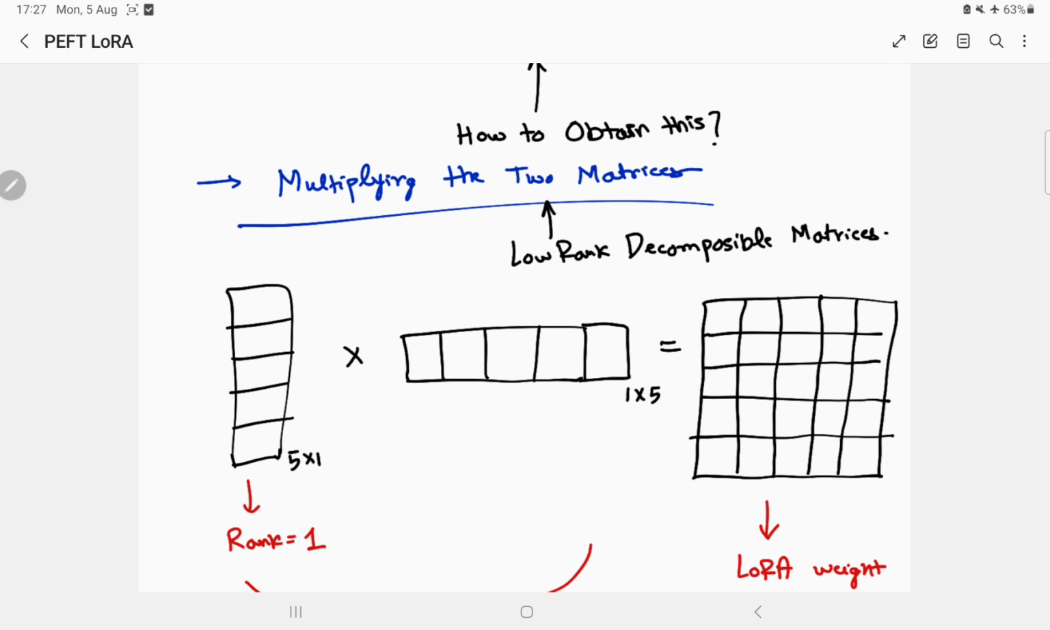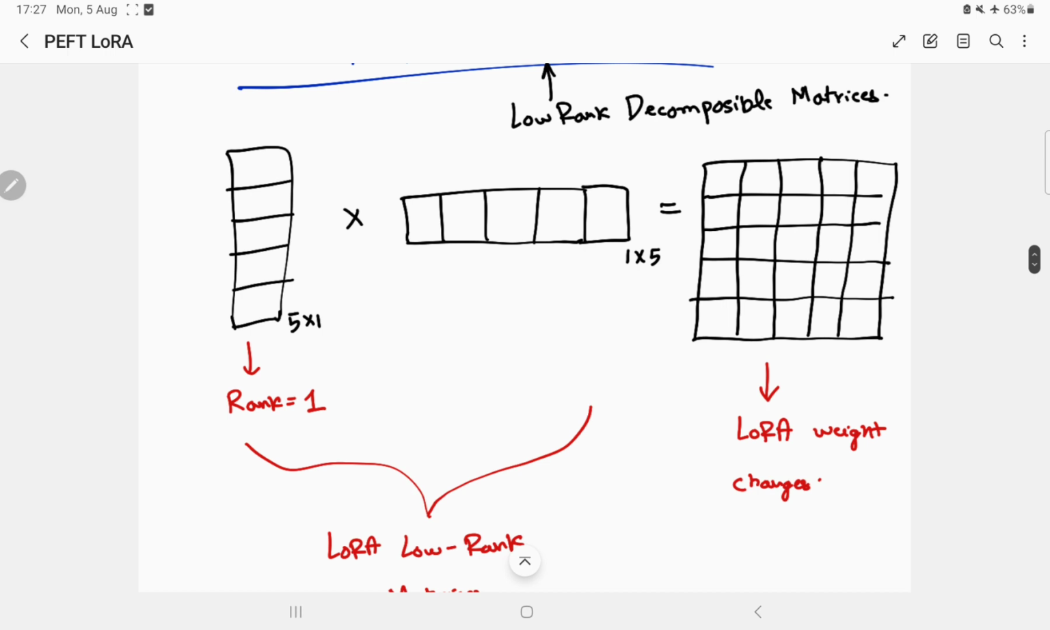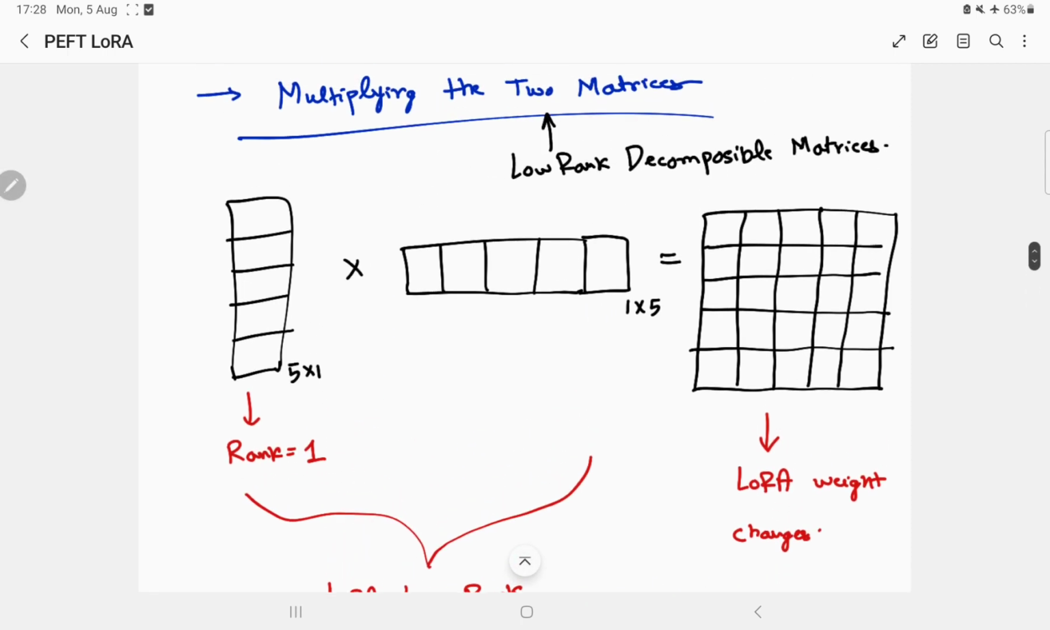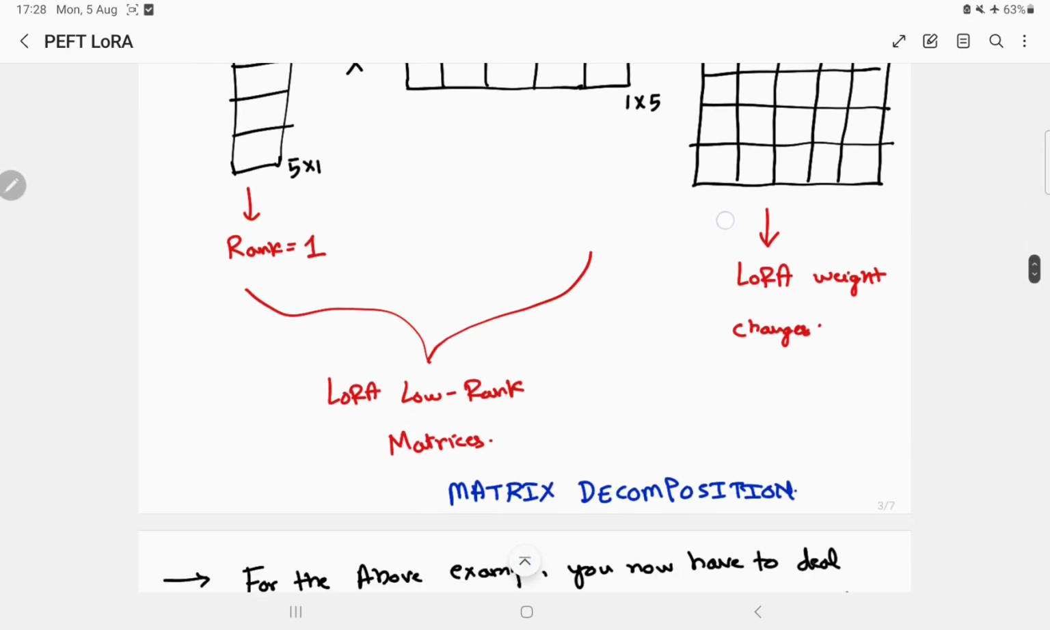So you multiply two low rank decomposable matrices. So say for example, you have a 5 cross 1 matrix and you have a 1 cross 5 matrix. And the rank of a matrix is basically the number of linearly independent columns or rows for that matter in a given matrix. So that's what you call the rank of a matrix. And here you have a rank 1 matrix in both the cases, and that's why it's termed as low rank matrices. And here you see if you multiply a 5 cross 1 matrix with a 1 cross 5 matrix, you would end up with a 5 cross 5 matrix. And that's how this LoRA weight changes matrix is being computed.